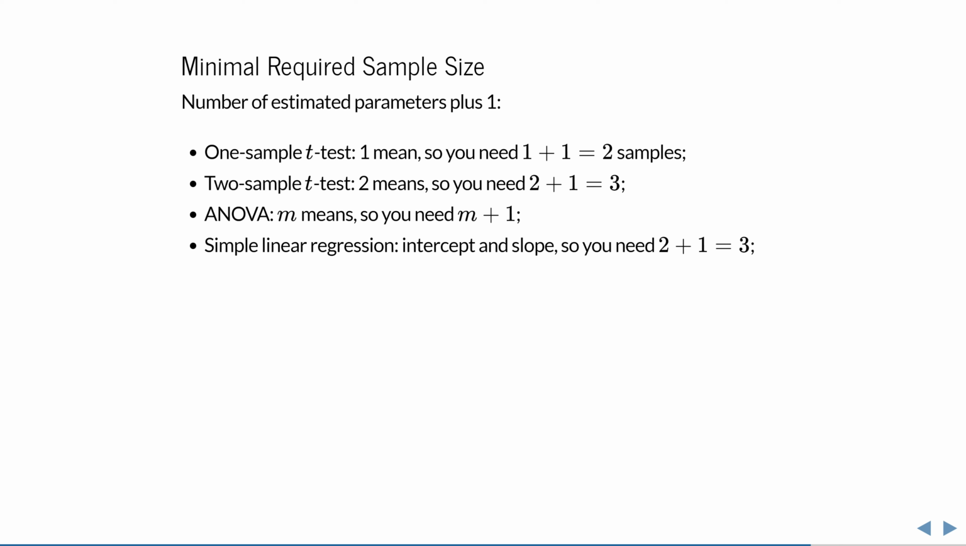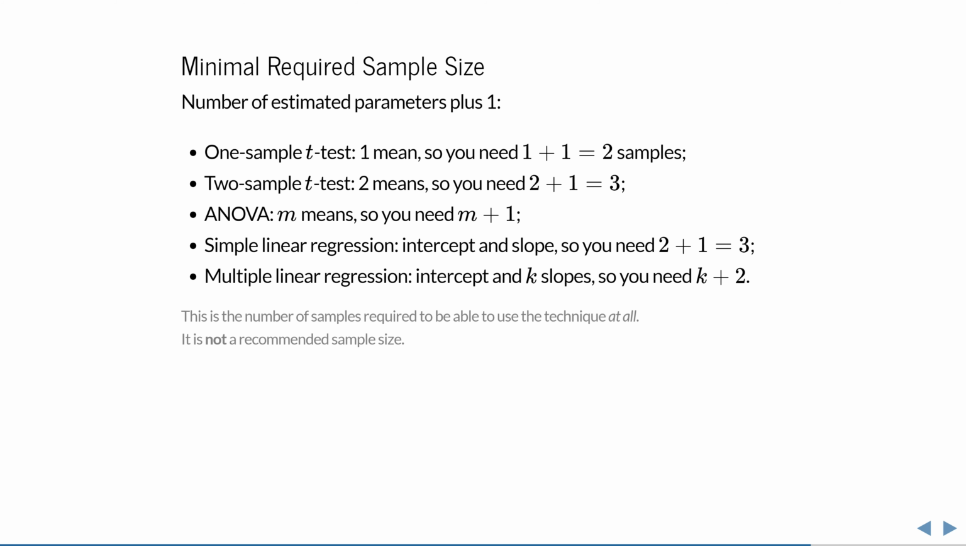And in simple linear regression, we have an intercept and a slope, so you need 3 samples, etc. Of course, going with the minimal required sample size is unlikely to give you enough power, and getting a precise required sample size, as we just saw, can be quite difficult. So to reiterate, for any experiment, I recommend deciding on what is an appropriate investment in terms of time and other resources, and then collecting as many observations as possible.